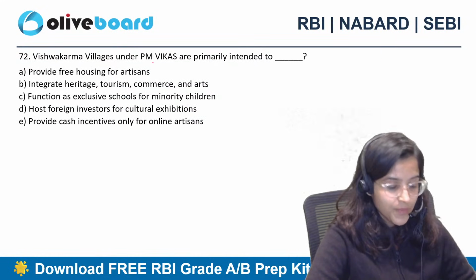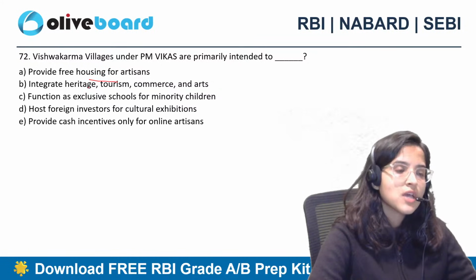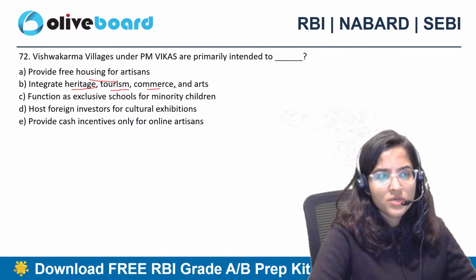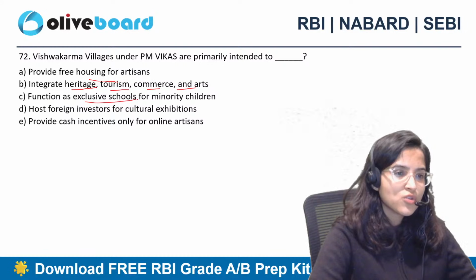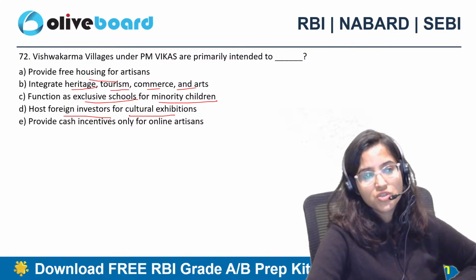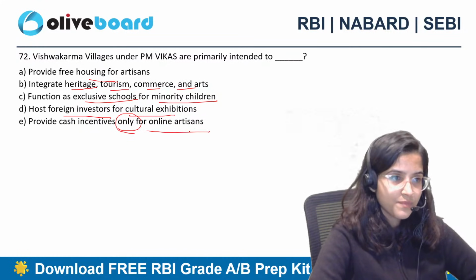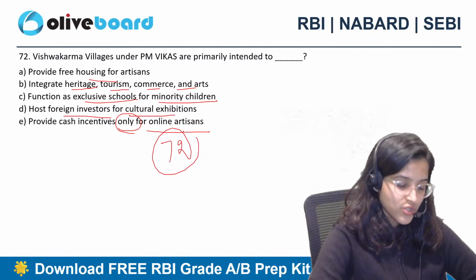72nd question. Vishwakarma villages under PM Vikas are primarily intended to provide free housing for artisans, integrate heritage, tourism, commerce, and arts, function as exclusive schools for minority children, host foreign investors for cultural exhibitions, provide cash incentives only for online artisans.